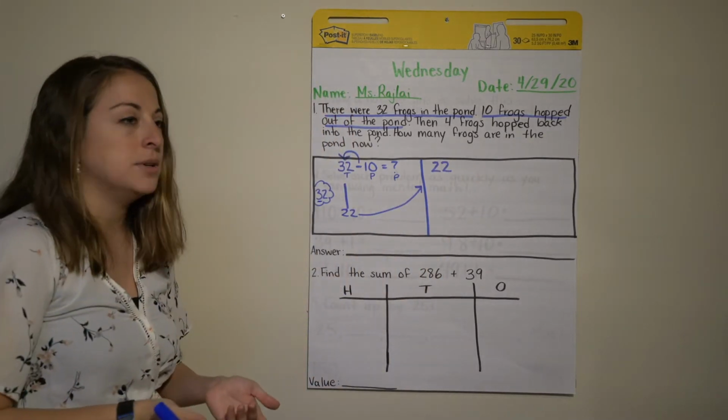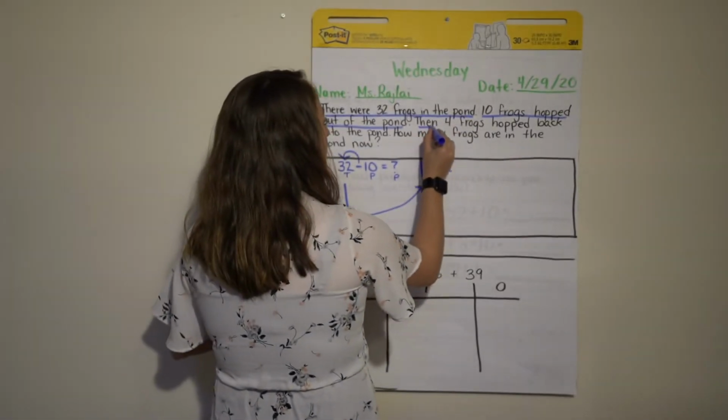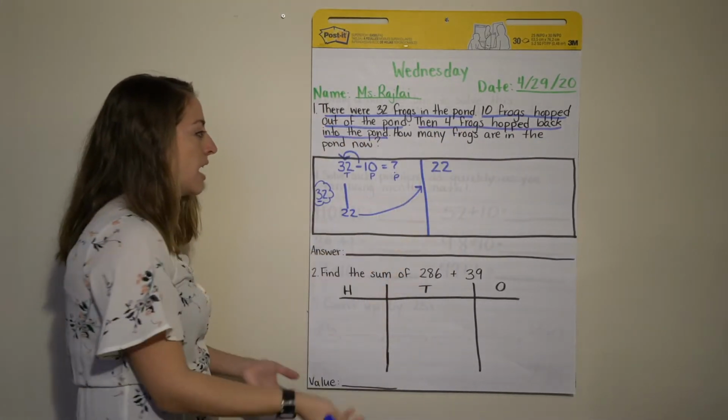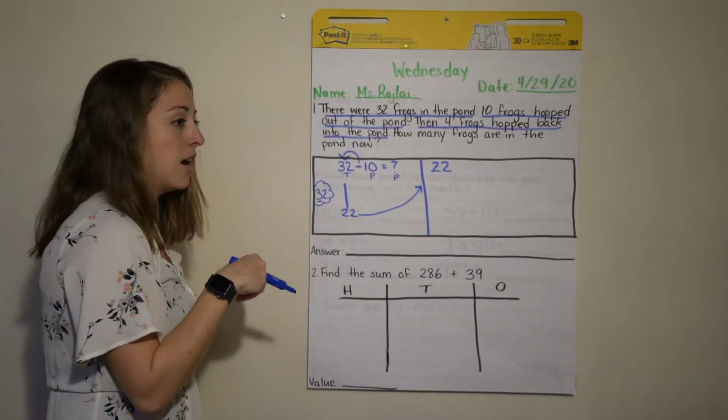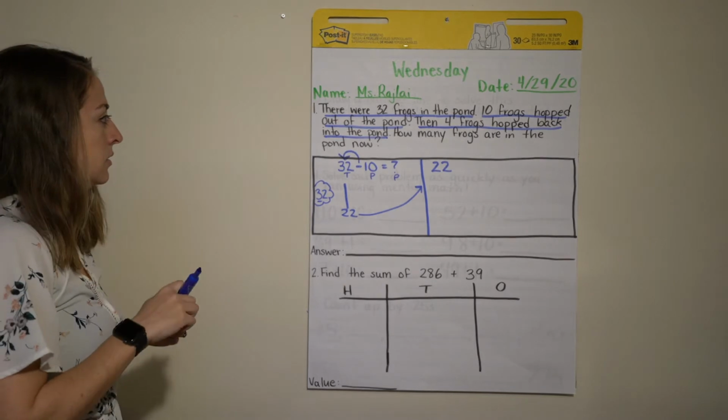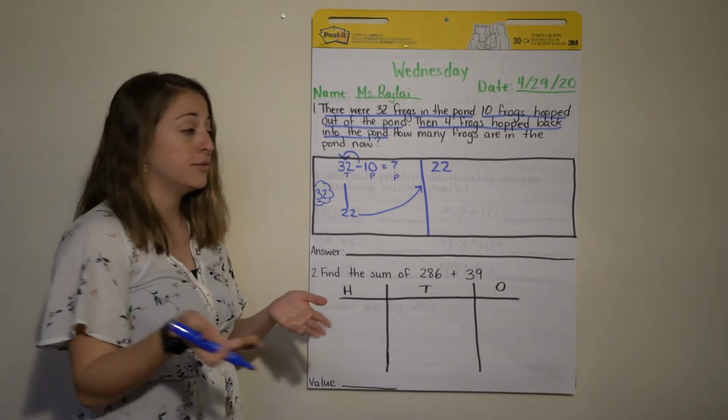Now we're going to see what happened next. Then 4 frogs hopped back into the pond. So if 4 frogs hop back in, we get 4 more frogs. What are we going to write for our number sentence here? +4, correct.